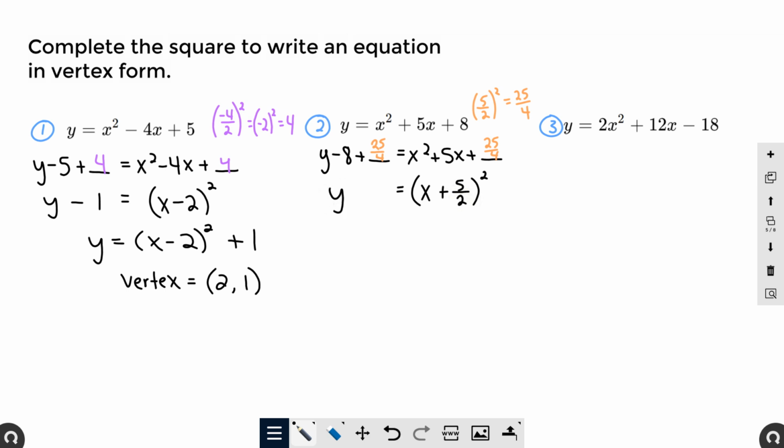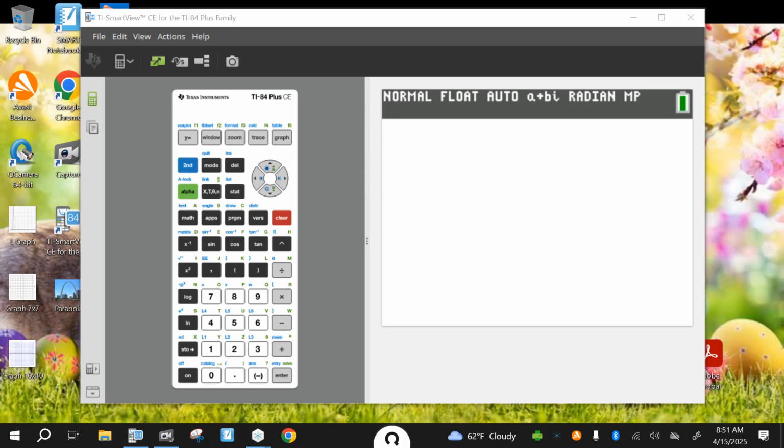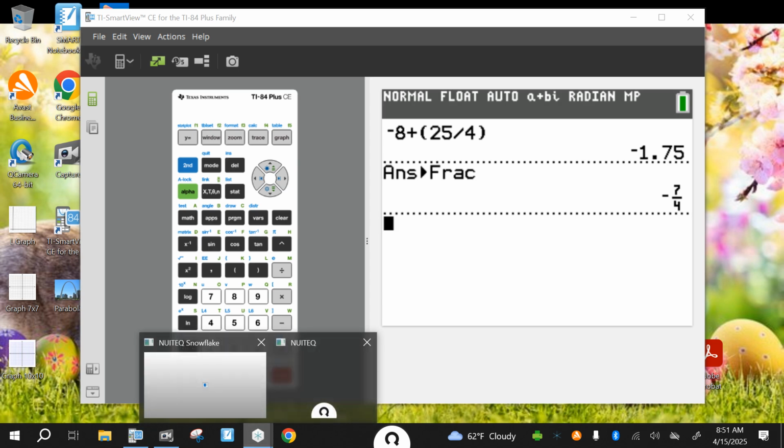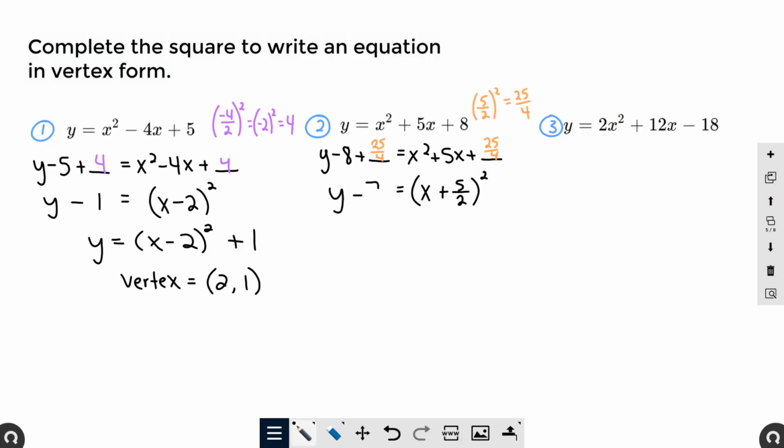Then over here, we're going to combine those like terms. Keep the negative with the 8. So it's negative 8 plus 25 over 4. Keeping it as a fraction is a great idea. So negative 7/4 will be on that side. And then our last step, get y by itself. And we're going to tack it on at the end, so that way it's in vertex form.